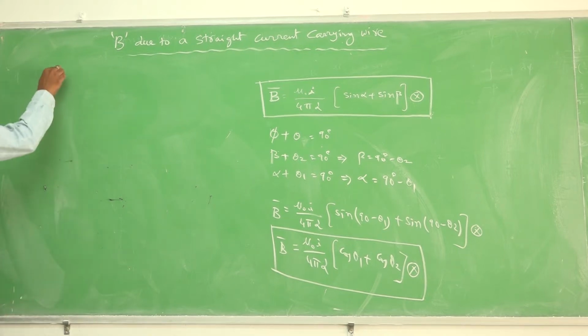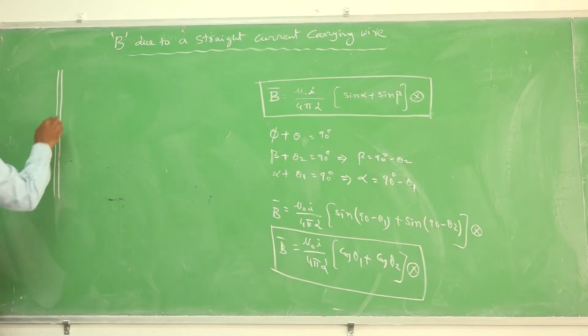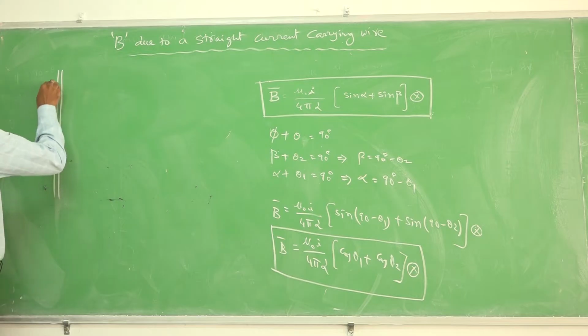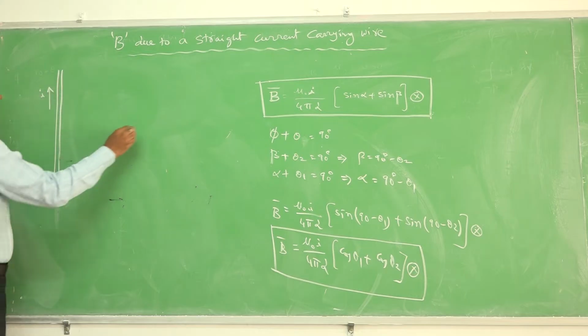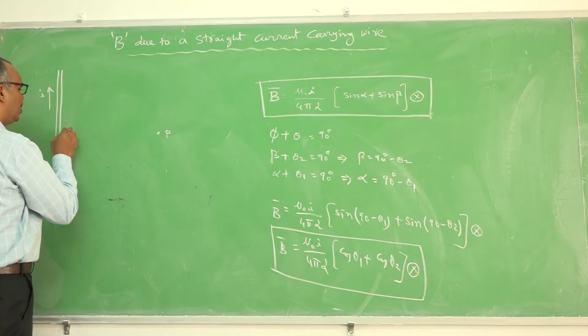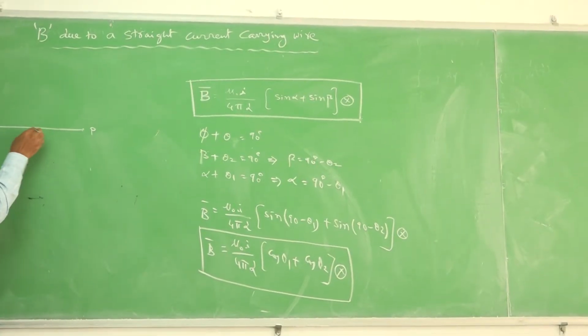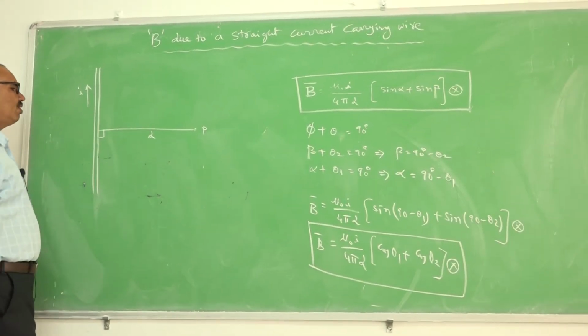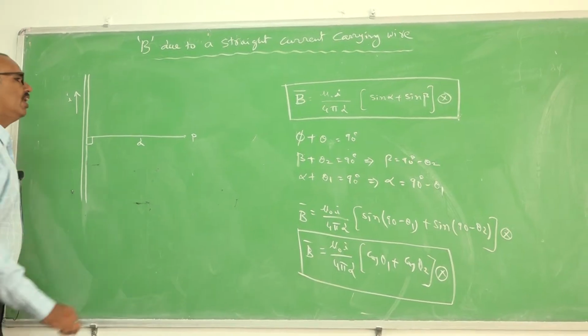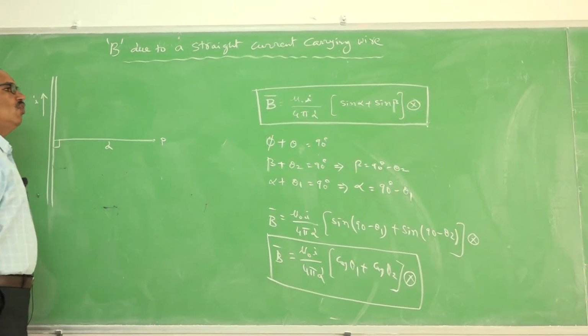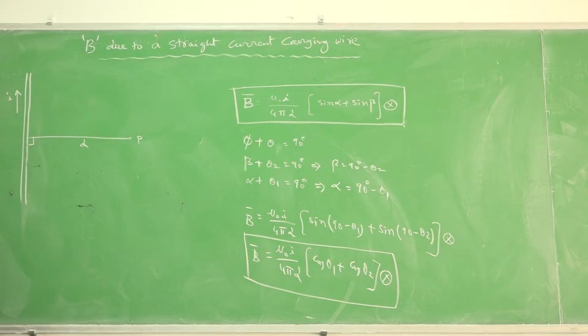In the last class, we discussed the magnetic field due to a current carrying wire. Suppose this is a wire carrying current I, and there is a point P which is at a perpendicular distance D from the current carrying wire. At this particular point, if you want to calculate the magnetic field, what do you have to do?